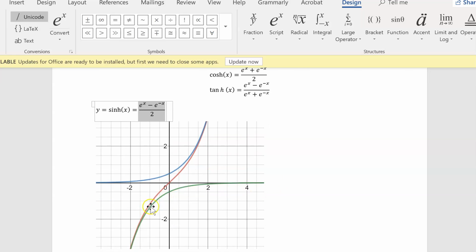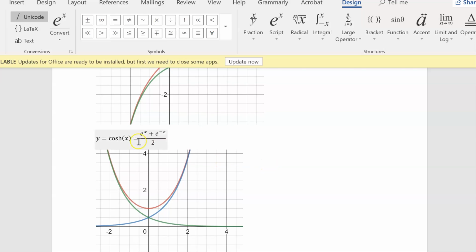You can see how these two curves actually sum together. For example, at that point the values of the curves cancel each other and you get 0, making hyperbolic sine of 0 equal to 0, and so on. So this red graph is the hyperbolic sine curve.